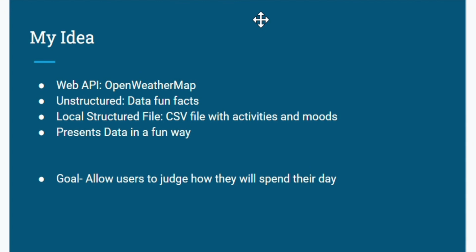Now, for the web API, I chose to use Open Weather Map, which is where I retrieve my current weather information from. I had to look up certain weather APIs. This one was the easiest to use. So I went and got my API key from there and decided that that will be the main data for my chatbot. Now I also have unstructured data in the form of fun facts that would be presented randomly.